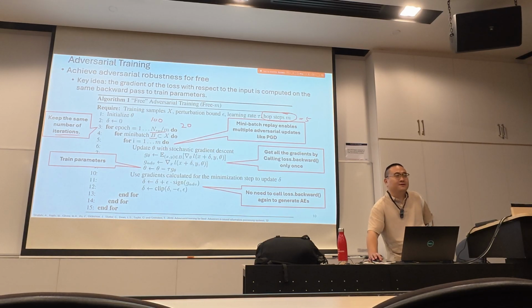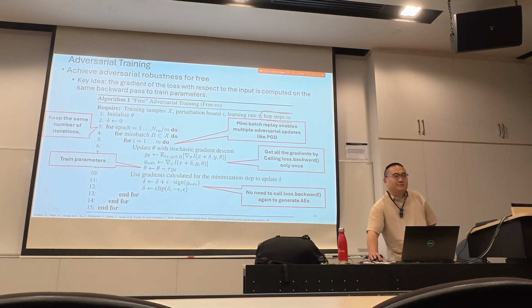Any questions about this one? So you may notice an issue here. We have introduced an extra parameter m, the hop steps. m is used to mimic the strategy of PGD. However, if we give it a very large value, for example, if we set m equal to the number of epochs, what will be the problem?